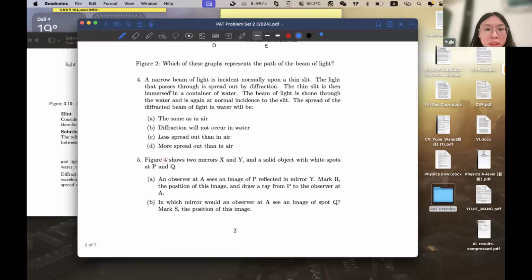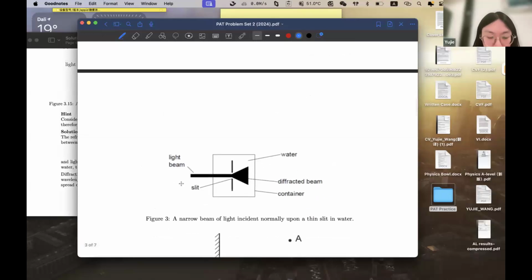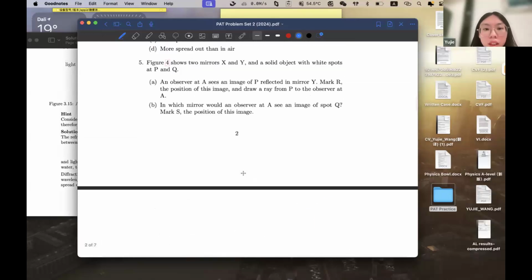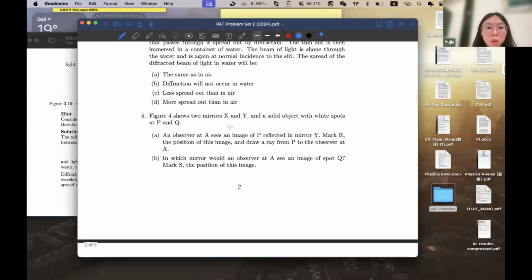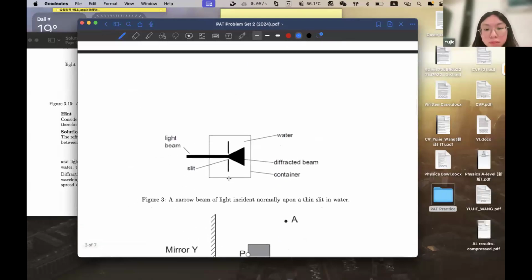So it says we have a narrow beam of light incident normally upon a slit. The light that passes through is spread out by diffraction, and we are given a graph. Then the same slit is immersed in a container of water, and the beam of light is shone through the water, again at normal incidence to the slit. The spread of the diffracted beam of light in the water will be the same, less, or more spread out than in the air.